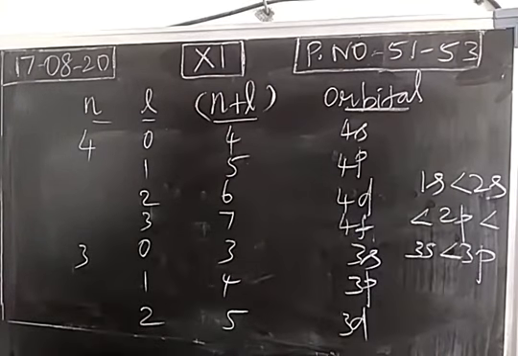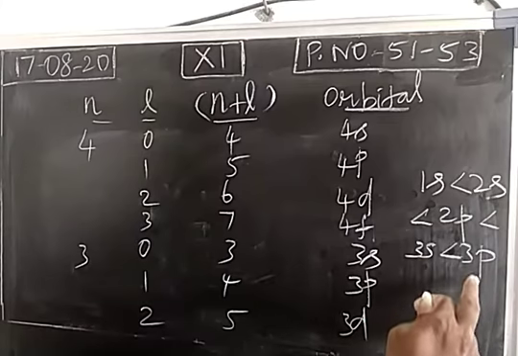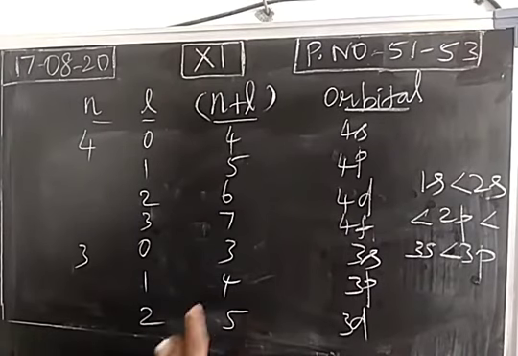Comparing 1s, 2s has more energy. Comparing 2s, 2p has more energy. Comparing 2p, 3s has more energy. Then comparing 3s, 3p has more energy because the n plus l value is 4.